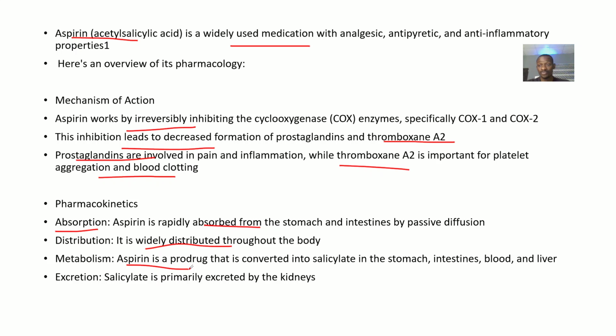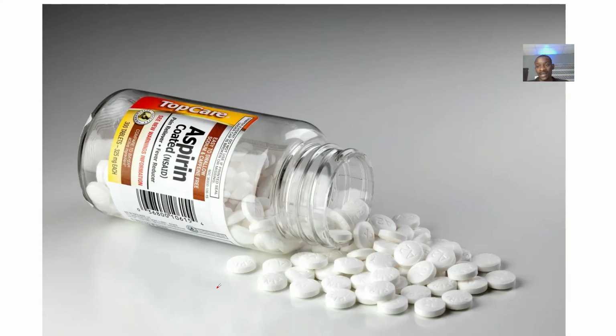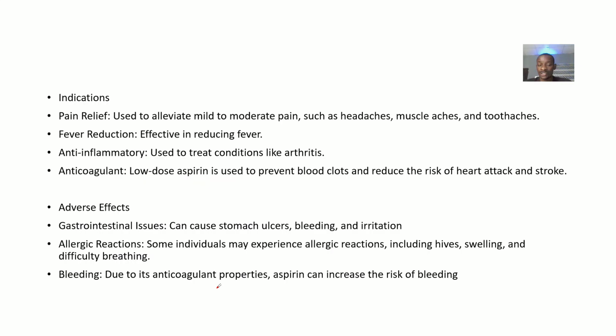That means it has to be converted to its active form. When you take it, it is converted into salicylates, in the stomach, in the intestines, in the blood or liver. Excretion: salicylate is primarily excreted by the kidneys. So what are the indications? I've spoken about the uses of the drug, so indications is just talking about the use of the drug again.